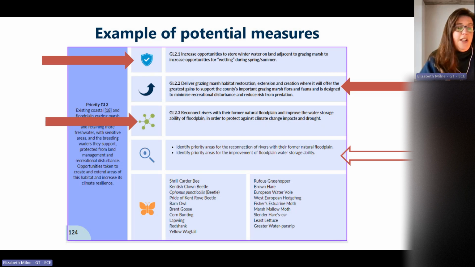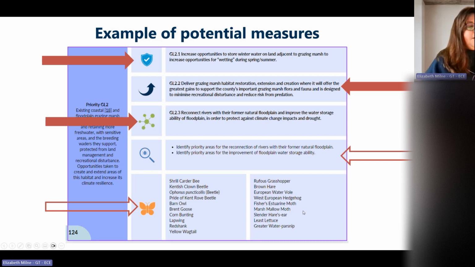And so it's really important that we understand what evidence needs to be collected between now and the review period, so that we can constantly build and improve the strategy in terms of what it's setting out to do. And then finally, what we also have in the tables for the priorities and potential measures are the priority species that are associated with the habitat that priority and the potential measures are associated with.